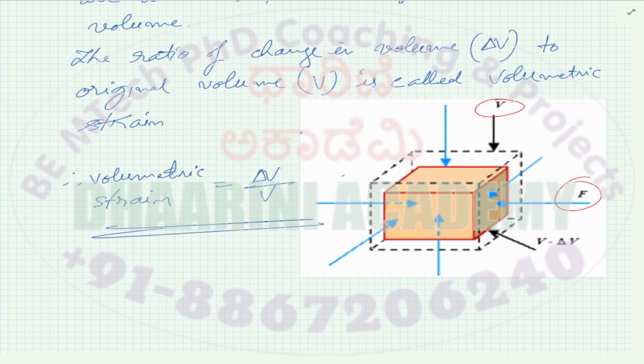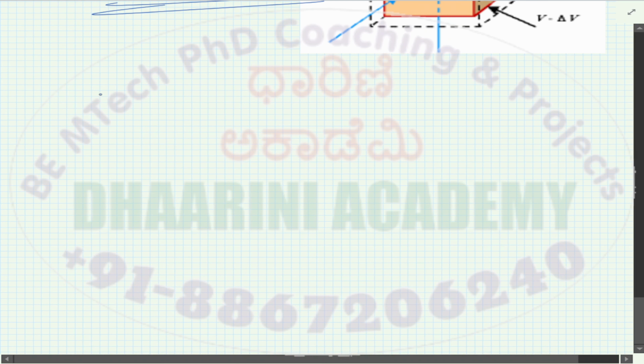All right, let's proceed further. Then we have the stress and strain of a body can be related to each other by one important law, that is called Hooke's law.